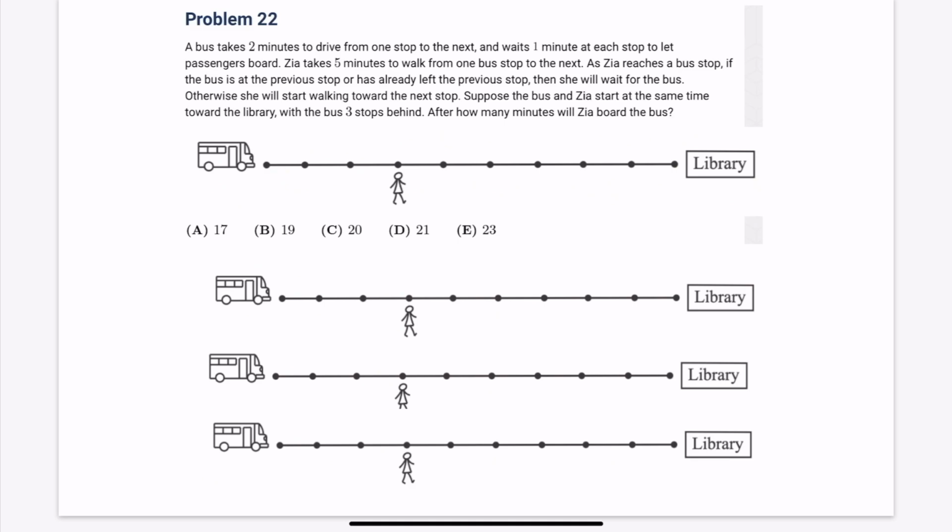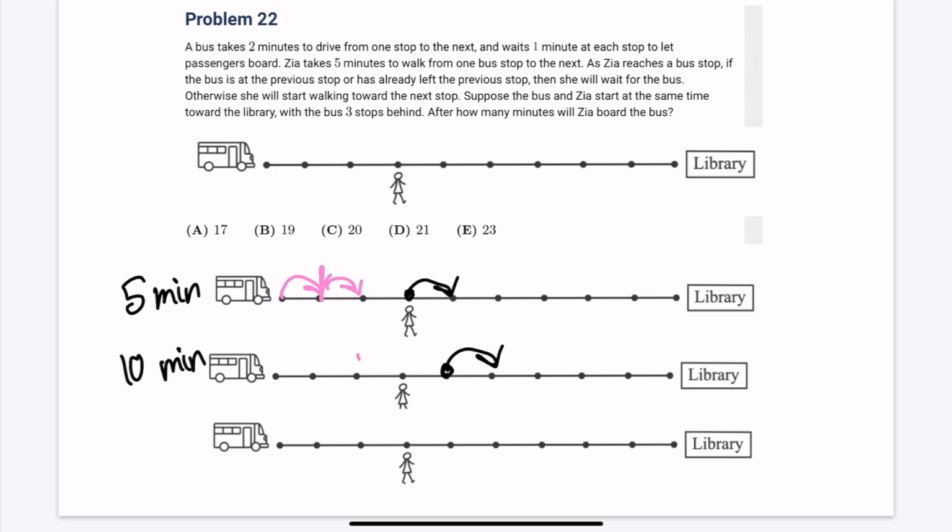We can solve this problem by tracking the location of the bus and Zia every 5 minutes. After 5 minutes, Zia moves 1 stop forward, and the bus moves 1 stop forward as well: 2 minutes to drive, 1 minute for passengers to board, and then 2 more minutes to go to the next stop. Since the bus is not 1 stop behind Zia, she keeps moving.